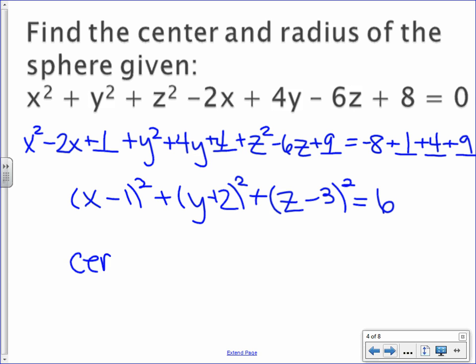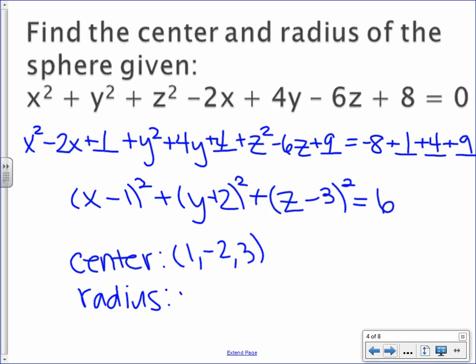So where is our center? One, negative 2, 3. And our radius would be the square root of 6.